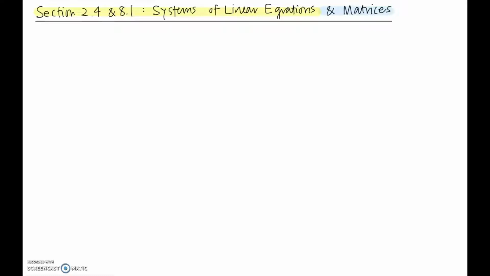We're now going to talk about a really useful couple of sections, sections 2.4 and then jumping way ahead to 8.1. We talk about systems of linear equations, and then in 8.1 we pick up the idea of a matrix and how we can use matrices to solve these.